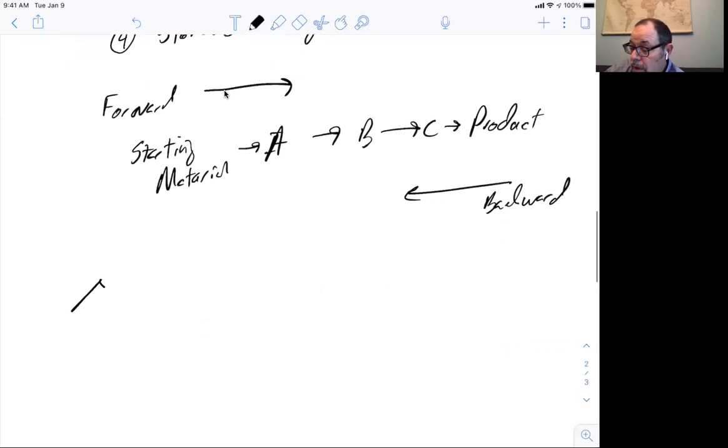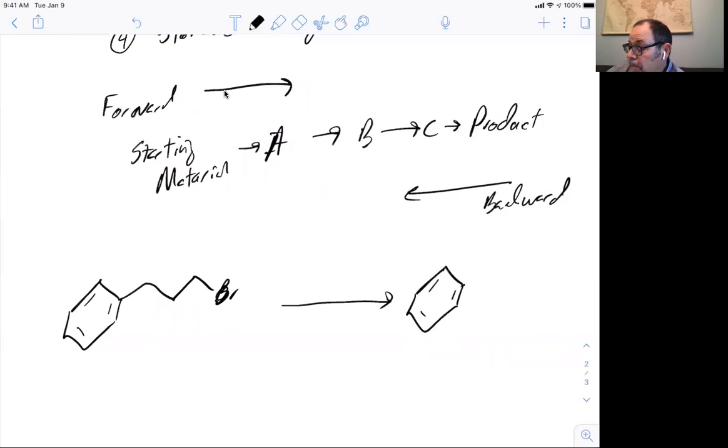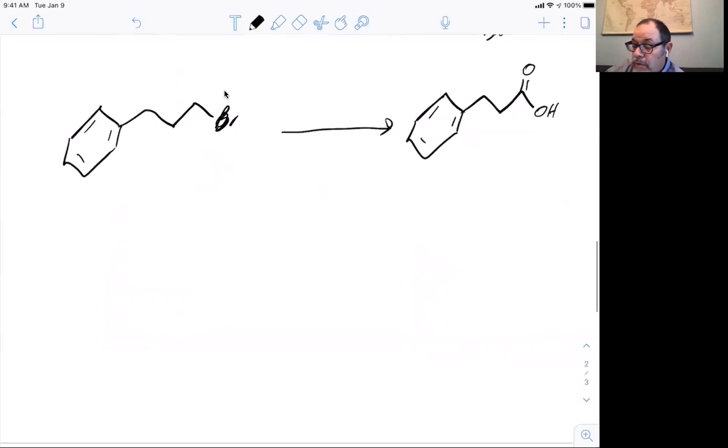Again, I'll give you a minute or two to think about these and answer these questions that we're going over, and then we'll look at the synthesis. Okay, so our first one, let's take a minute or so. Think about your carbon skeleton, think about your functional groups.